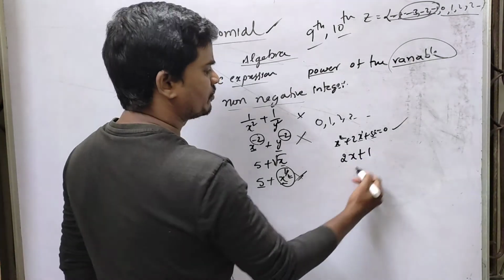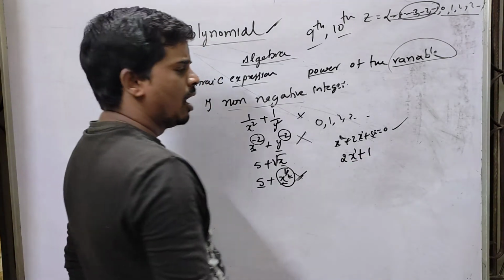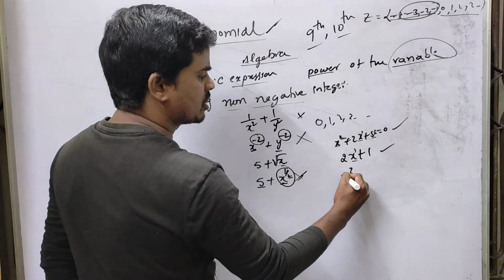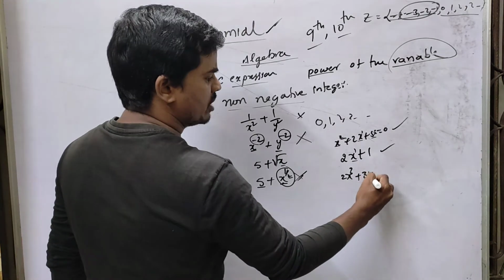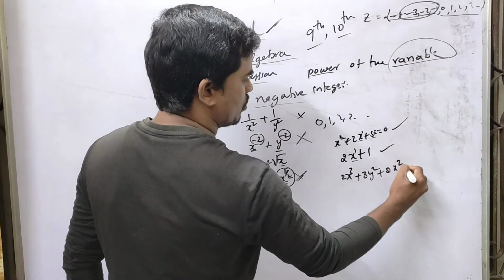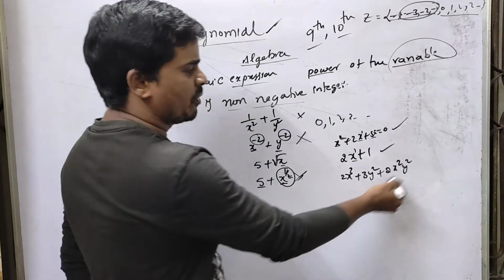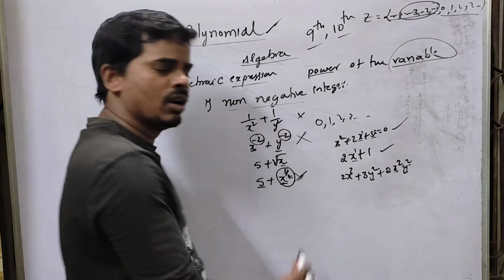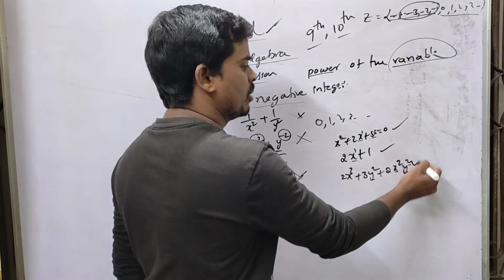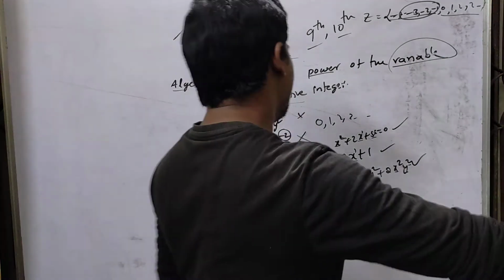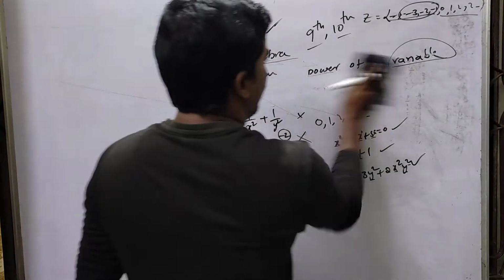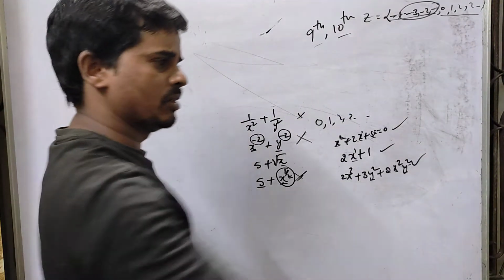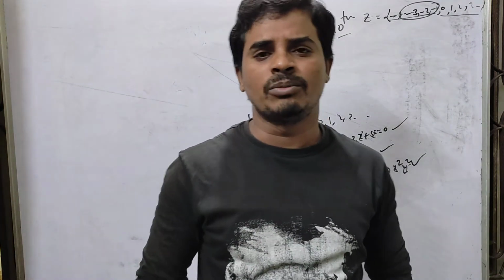2x plus 1. Here x has power 1, a non-negative integer, so it is also a polynomial. And 2x cube plus 3y square plus 2x square y square. Here x and y are the variables, and x power 3, y power 2, x power 2, y power 2, so they are non-negative integers. So it is also a polynomial. To call it a polynomial, the power of the variable should be a non-negative integer. So this is the definition of the polynomial.